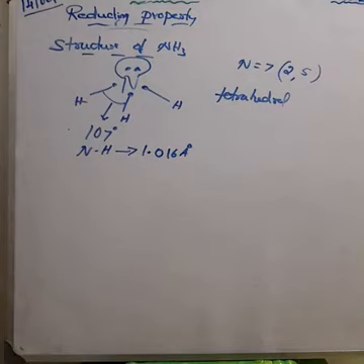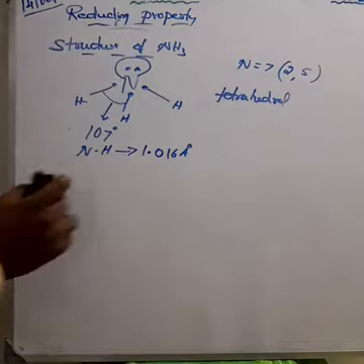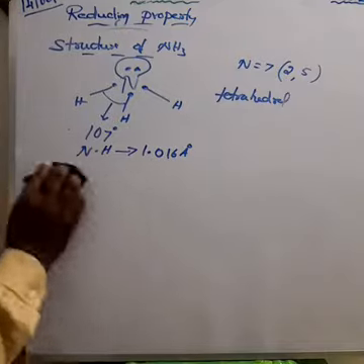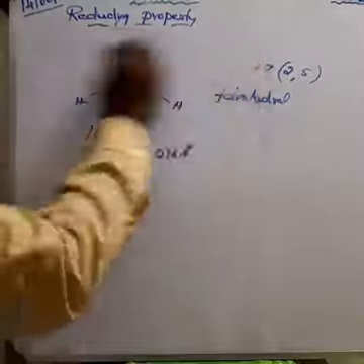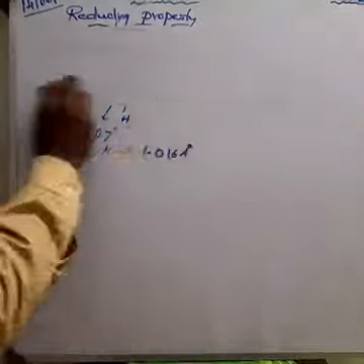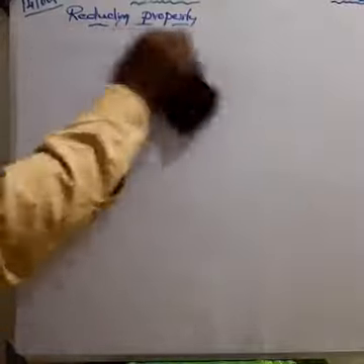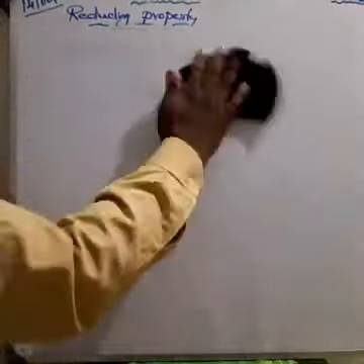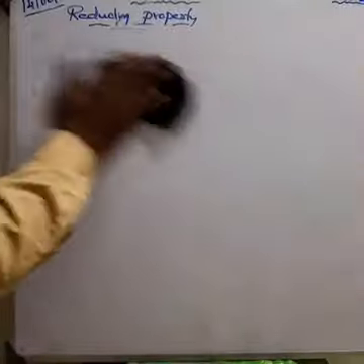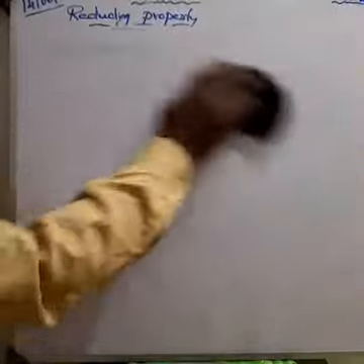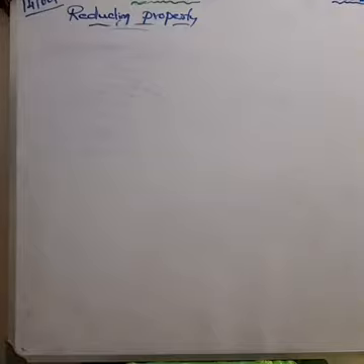Don't forget that the structure of ammonia is which shape? The ammonia molecule is which shape? Pyramidal shape. What is the bond angle? 107 degrees. Important point. What about the bond distance? The hydrogen bond distance is 1.645 Angstrom unit. The nitrogen hydrogen bond distance is 1.016 Angstrom unit.